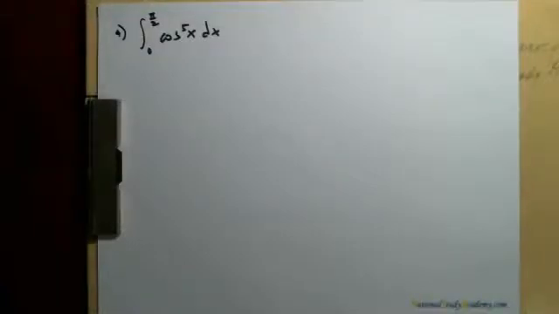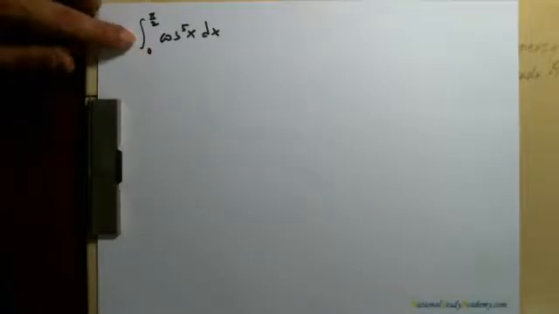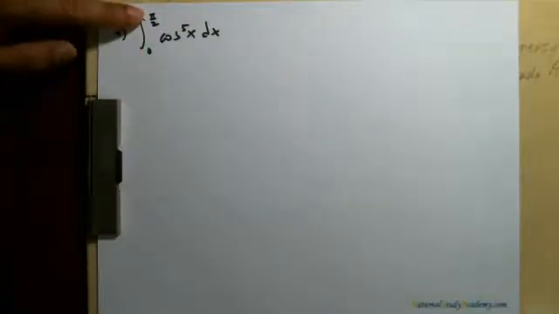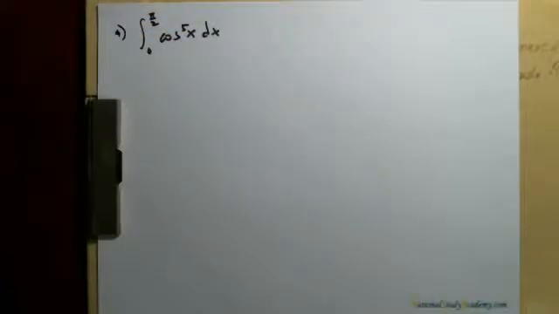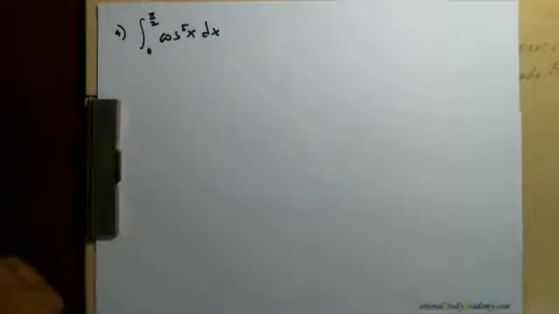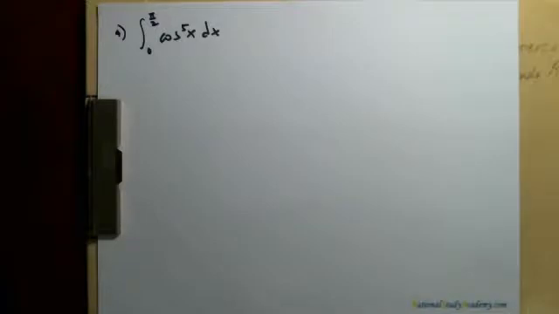Hello everyone. A student came up to me with this problem: the integral from 0 to pi over 2 of cosine to the fifth power of x dx. It's a somewhat difficult problem, so I decided to share my experience and information with everyone.